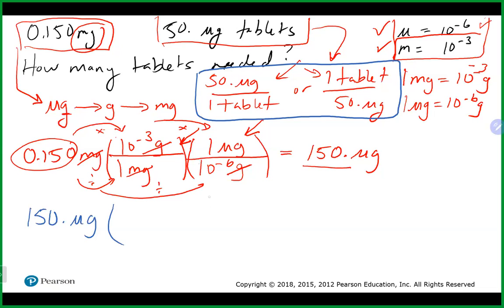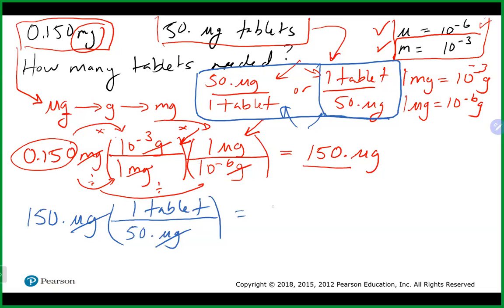Which conversion factor should I use? The one on the left or the one on the right? So which one of these should I use? The one on the right will cancel it out correctly. We want to get rid of micrograms, which are on top. So this would give us 50 micrograms per 1 tablet. And that means that technically speaking here, you want about 3 tablets given to the person.